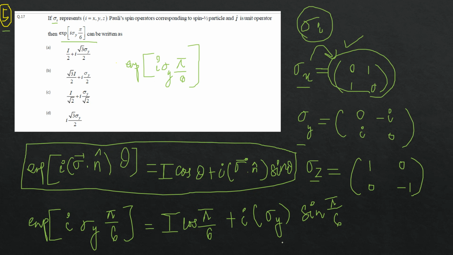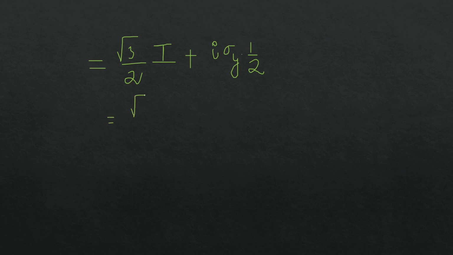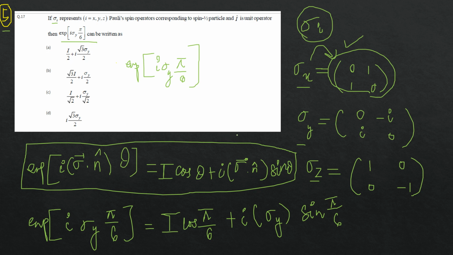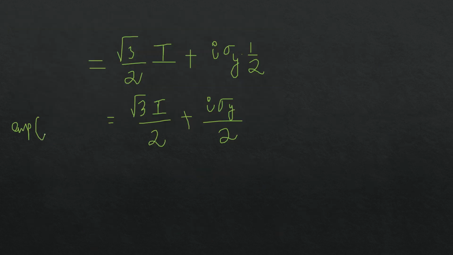Now what is the value of cos pi by 6? Cos 30 is root 3 by 2, and sine pi by 6 is 1 by 2. Let's just put the values there. So root 3 by 2 into I plus i into sigma y into sine 30, that is 1/2. Let me write it again: root 3 i by 2 plus i sigma y by 2. So this is the result for exponential i sigma y pi by 6.